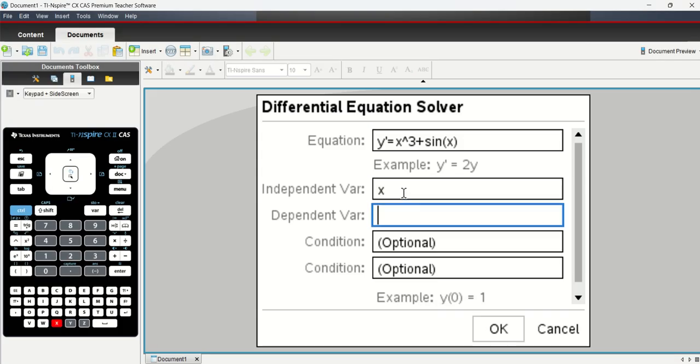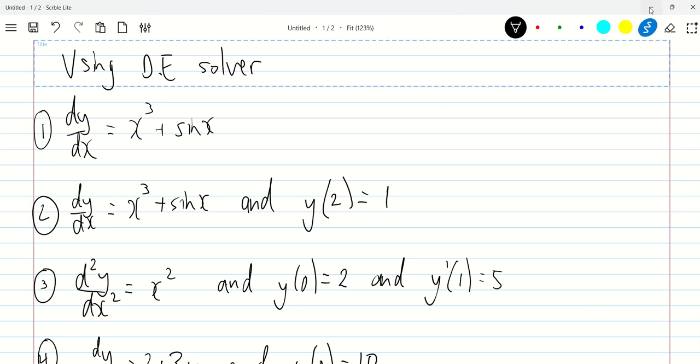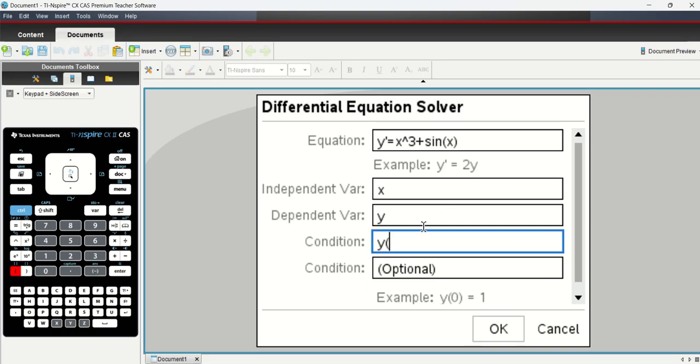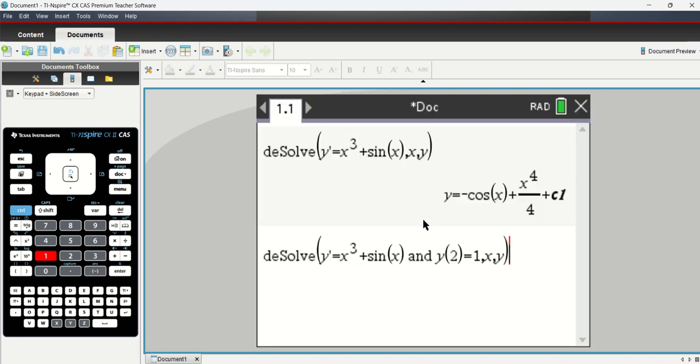Independent variable x, dependent variable y, and the condition is where you put a condition in here. For this question, y(2) is equal to 1, and that's exactly how we write that: y(2) equals 1. The questions that you get in the exam will say y is equal to 1 when x is equal to 2, or something like that, but the calculator wants it written how I've written it there. Press OK and you see the syntax there. What it's done, from the above one, it's written space and then the condition.